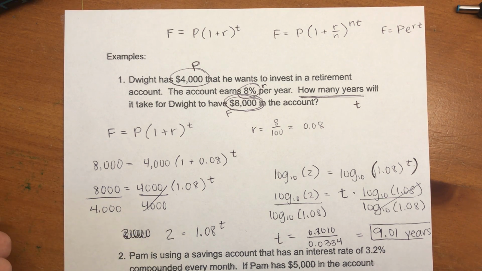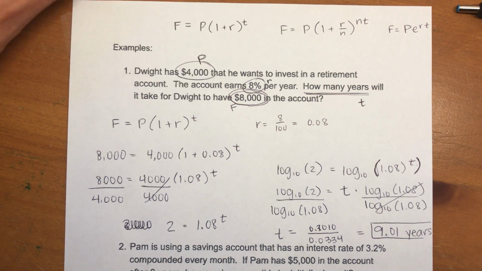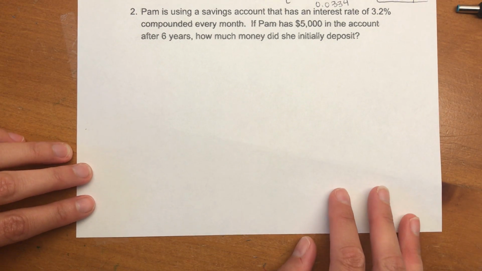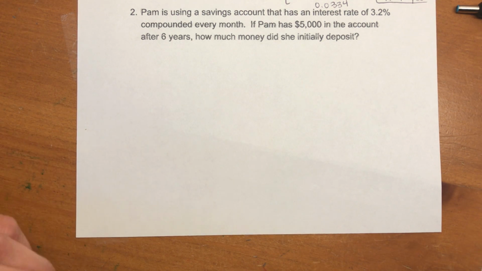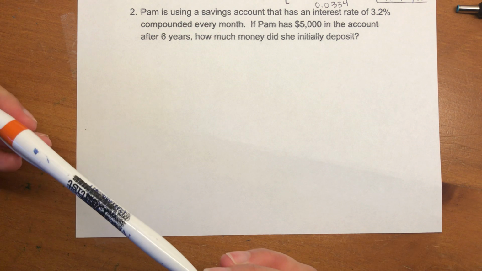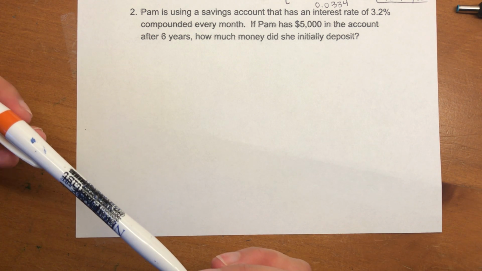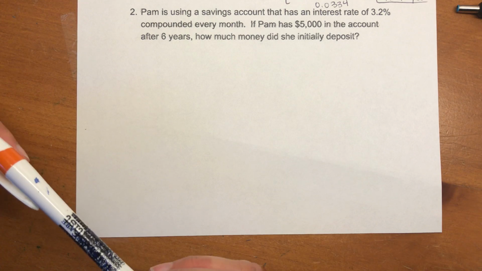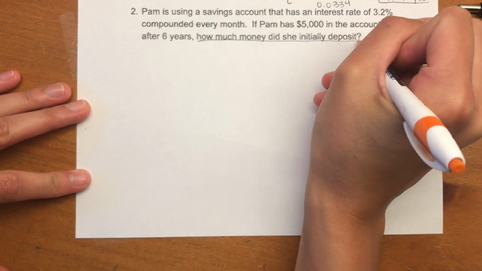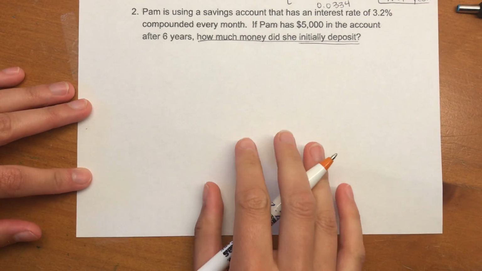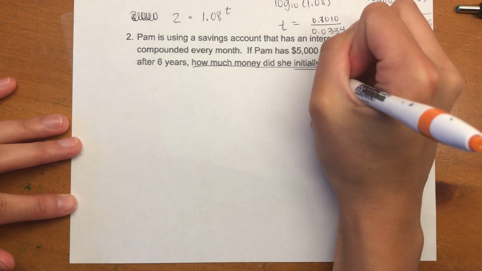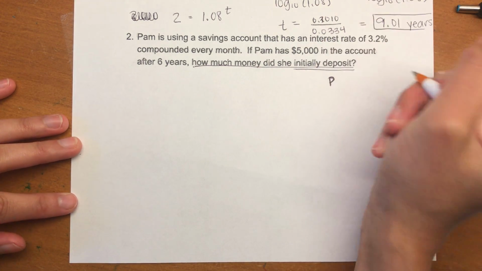All right, let's try another one. Okay, this one's a little different. Pam is using a savings account that has an interest rate of 3.2% compounded every month. If Pam has $5,000 in the account after 6 years, how much money did she initially deposit? Okay, so they're asking us how much money did she initially deposit. An initial deposit, what variable is that? Initial deposit. That should be our P value, okay?